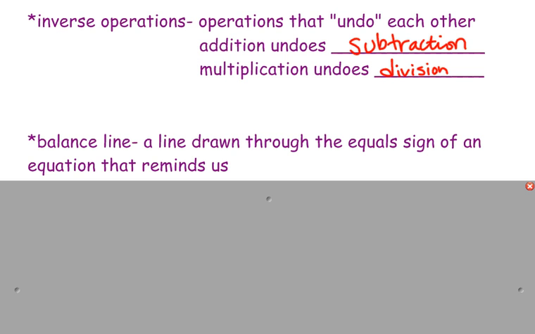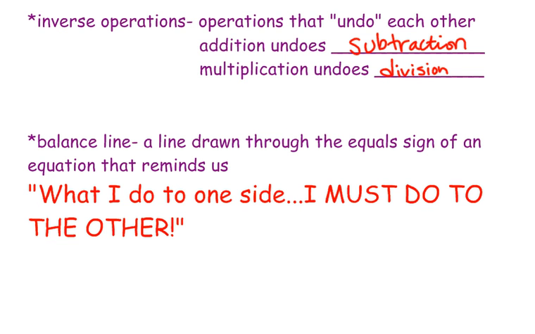And when we're solving these equations, we're going to use something called a balance line. A balance line is a line drawn through the equal sign of an equation. And it reminds us, and I would like you to write this, big capital letters, highlight it, underline it. You're going to hear this pretty much every day in class for the rest of the year. What I do to one side, I must do to the other. You'll hear me say that in class every day. What you do to one side, and I'll pause and wait for you to respond, you must do to the other side. So that's why we draw a balance line. Please remember, the best part about these videos is that you can pause them anytime to go back and fill in information if I'm going too quickly.